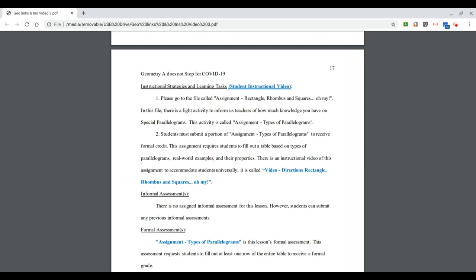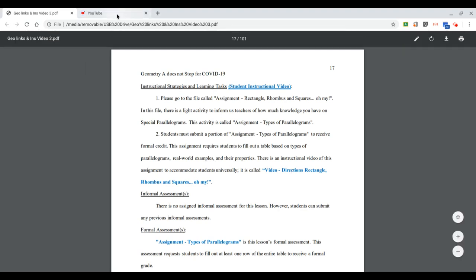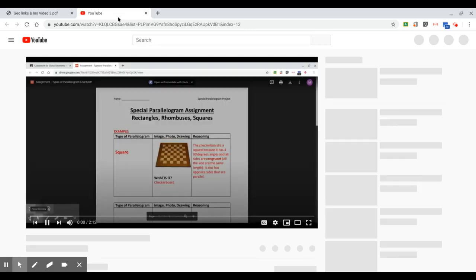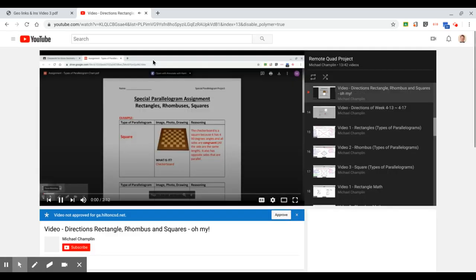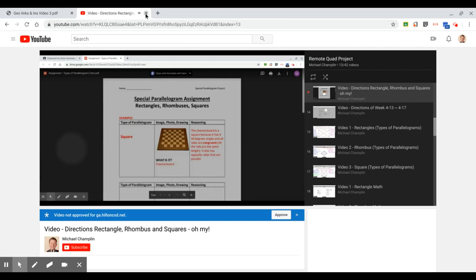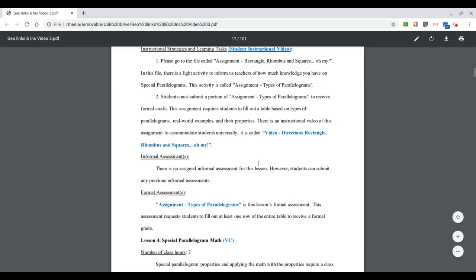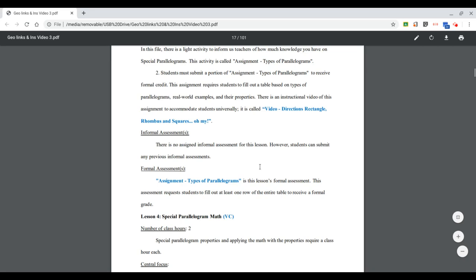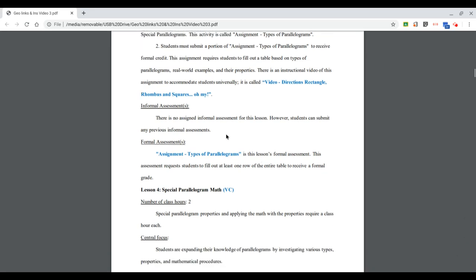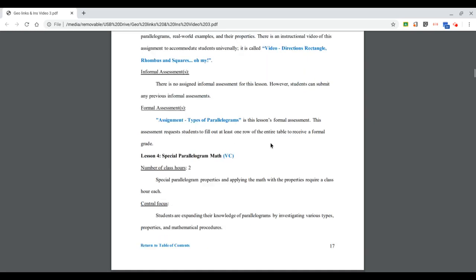There is an instructional video because this is the only assignment and the only assessment for the week, so we really wanted to clarify what the students had to do. We also provided an example too. We really wanted the students to understand what they had to do because there wasn't much available student participation grade for this unit or topic. As for informal assessment, there is no assigned informal assessment for this lesson, but the students were allowed to submit any previous assessments if they wanted to.